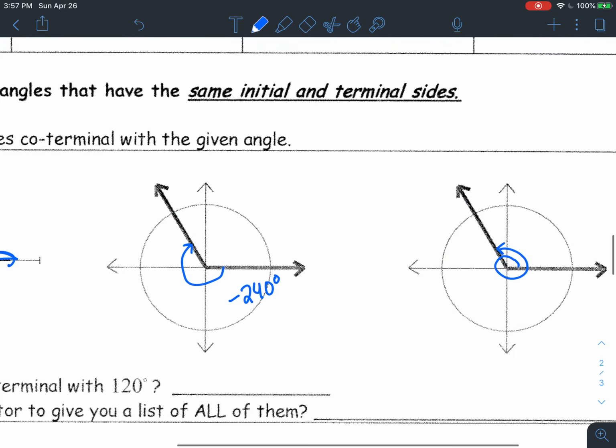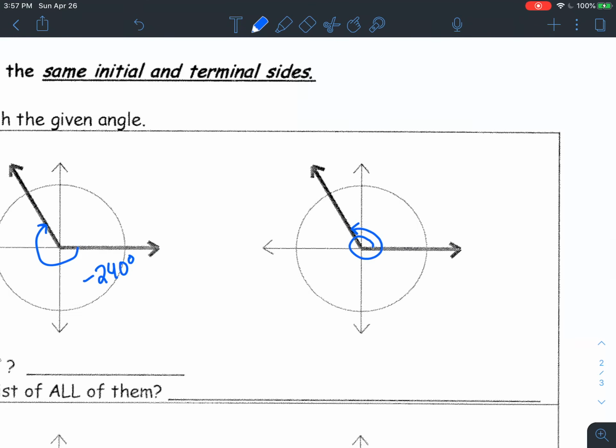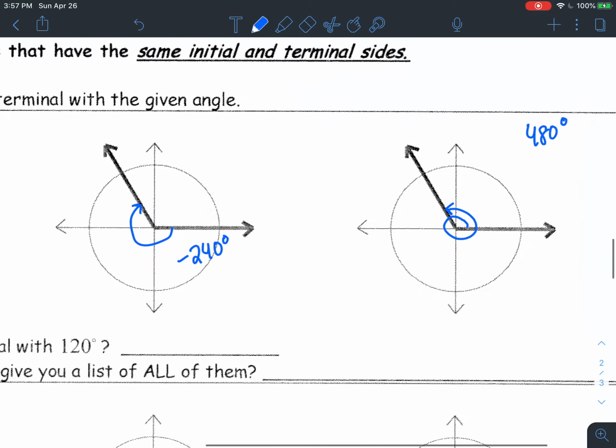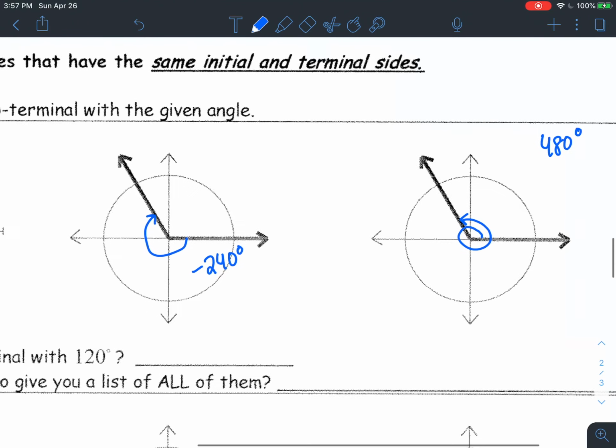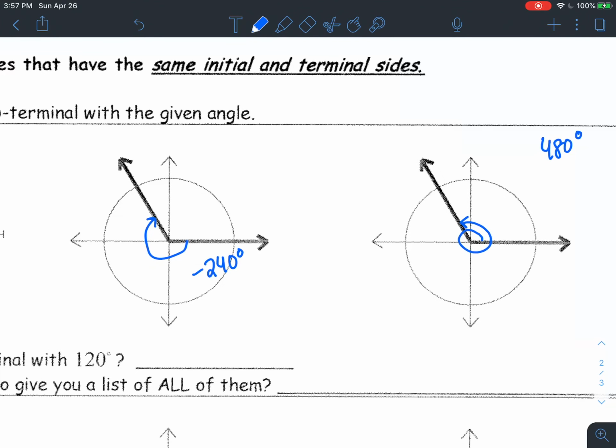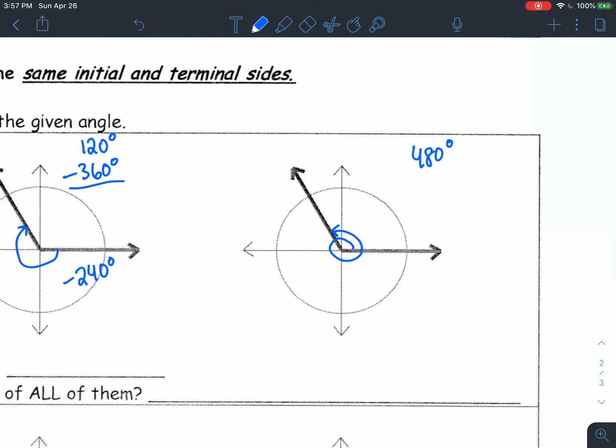Now here, this is 480 degrees. How I'm getting those angles is basically adding or subtracting a full rotation from 120. So this one in the middle here, I took 120 minus a full rotation, so I went backwards a full rotation, and that's what got me my negative 240. Here, I did my 120 degrees plus a full rotation, so a full 360, and that's where I got my 480.